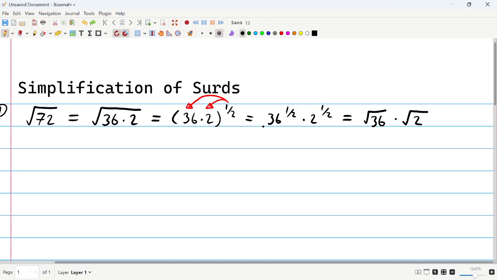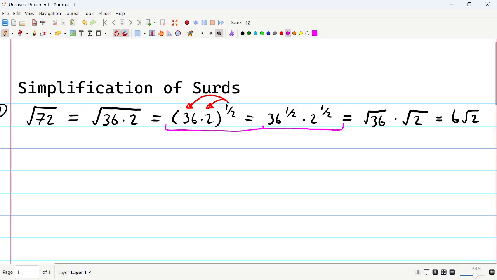We know that the square root of 36 is just going to be equal to 6, and we are multiplying it by the square root of 2. Okay, now that was the very long method of doing it, because guess what? I included this step over here. We didn't have to include that step, but I'm just trying to say that this is a direct method.